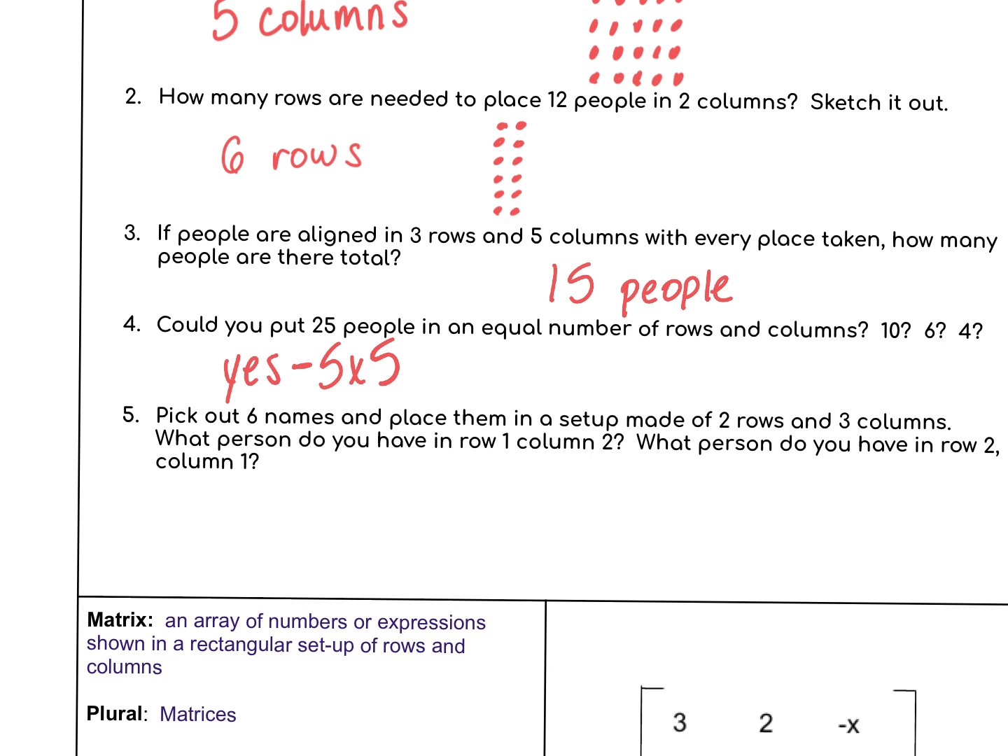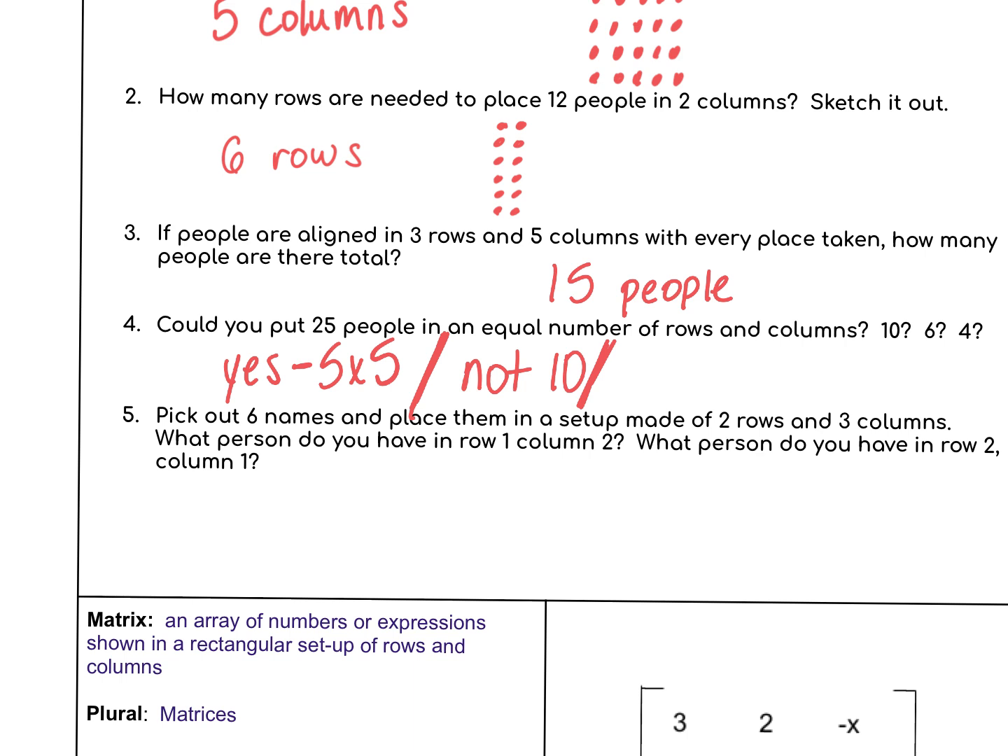Perfect. That would work. Okay, the second question asked me, what about 10 people? Could I do that with 10 people? Equal number of rows, equal number of columns. How? I see heads shaking. Okay, not for 10. It wouldn't work. There's no 2 of the exact same number that multiply to give me 10.